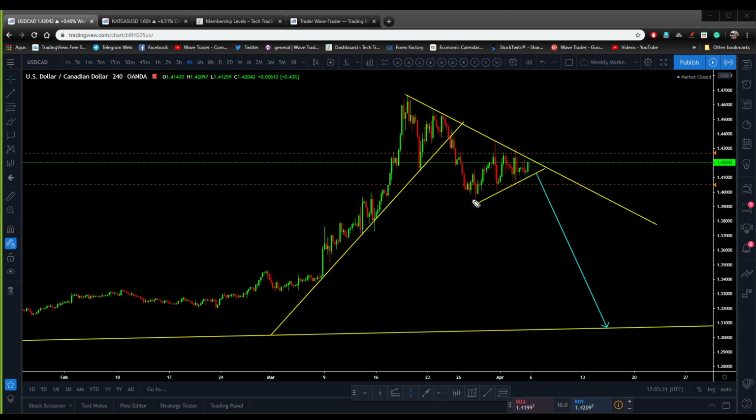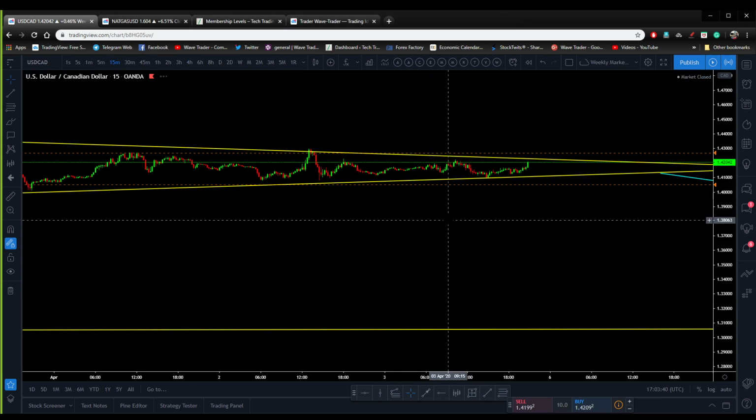So this 4-hour time frame correction to break out, and this big move to happen. Breakdown, correct for another time, and keep going down. So where you should pay attention: let's go to the lower time frame.